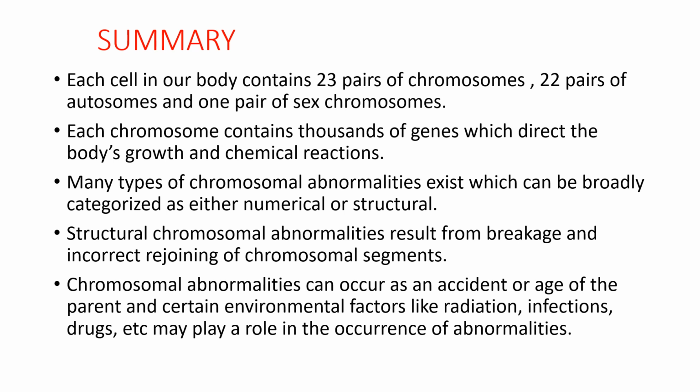Coming to the summary, each cell in our body contains 23 pairs of chromosomes, that is 22 pairs of autosomes and 1 pair of sex chromosomes. Each chromosome contains thousands of genes which direct the body's growth and chemical reactions. Many types of chromosomal abnormalities exist, which can be broadly categorized as either numerical or structural. Structural chromosomal abnormalities result from breakage and incorrect rejoining of chromosomal segments. Chromosomal abnormalities can occur as an accident or with age of the parent, and certain environmental factors like radiation, infections, drugs, etc. may play a role in their occurrence.